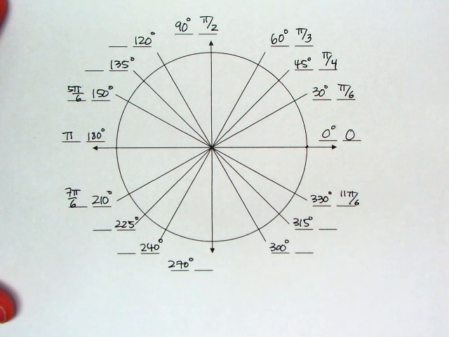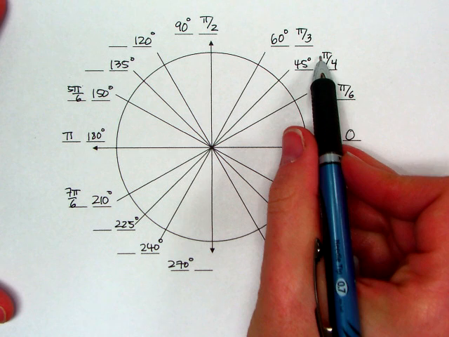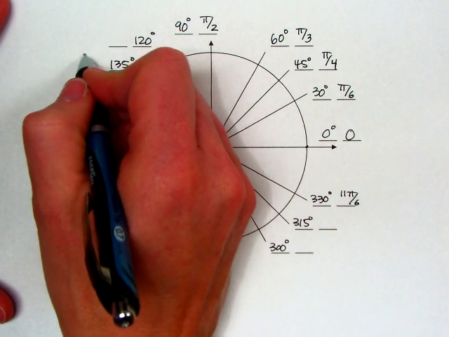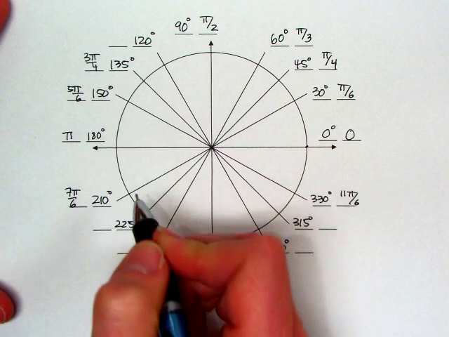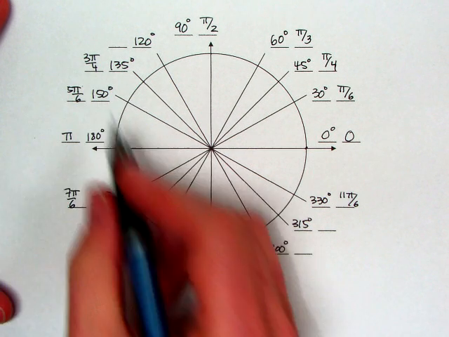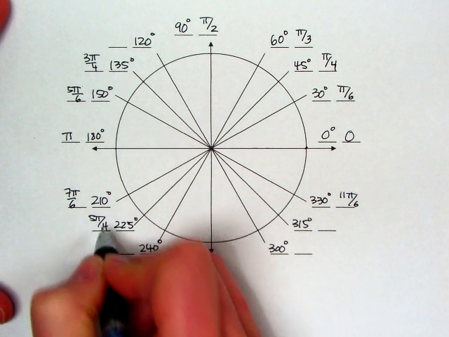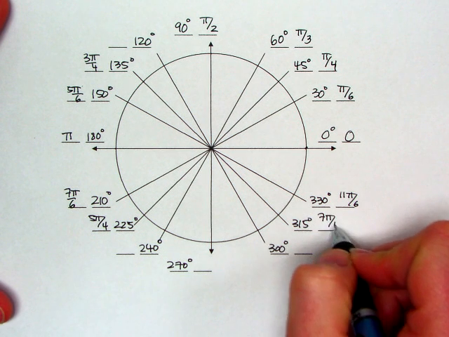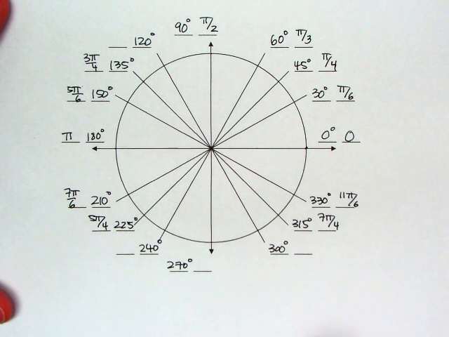I'm going to do the same thing with my over 4s. So right now I've got a 1 over 4. Then I'd have a 2 over 4, which would reduce. 3 over 4 does not, so that goes on the blank. 4 over 4 reduces. 5 over 4 does not. 6 over 4 reduces. 7 over 4 does not. So I'm just looking for fractions that don't reduce and putting them on the blanks.